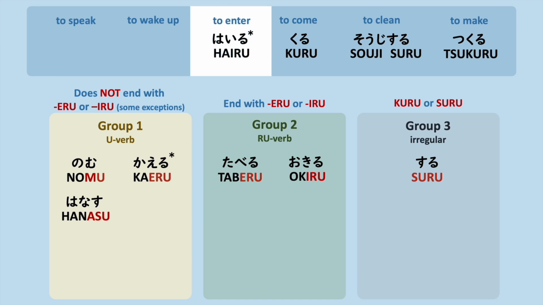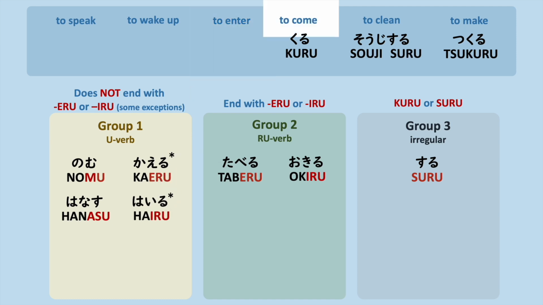How about 入る, to enter? Clearly, it's not irregular, and it has the いる ending, so again, it's probably る verb if it's not one of those exceptions. In this case, 入る is the exception. So 入る is u verb, group 1, even though it has the いる ending. How about 来る, to come? Clearly, 来る is the irregular verb, group 3.